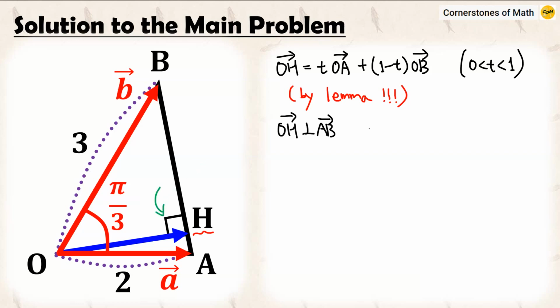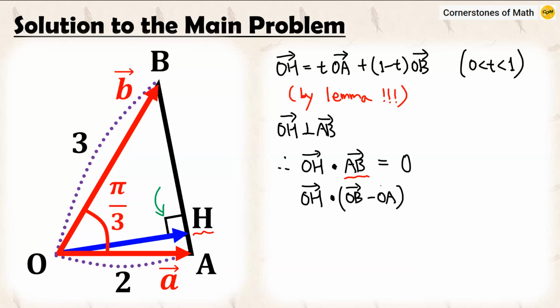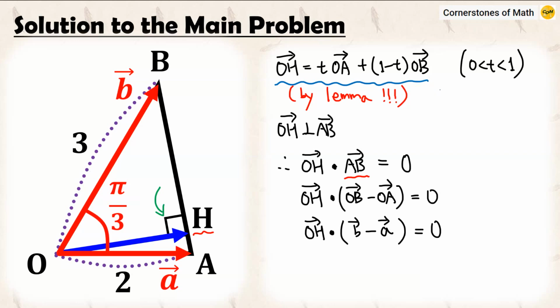Next comes the property related to perpendicularity. Since vectors OH and AB are perpendicular, their dot product must be 0. Here, vector AB can be split into vector OB minus vector OA, which is vector small b minus small a. Next, using this expression for vector OH, we have t times vector A plus 1 minus t times vector B dot vector B minus vector A equals 0.